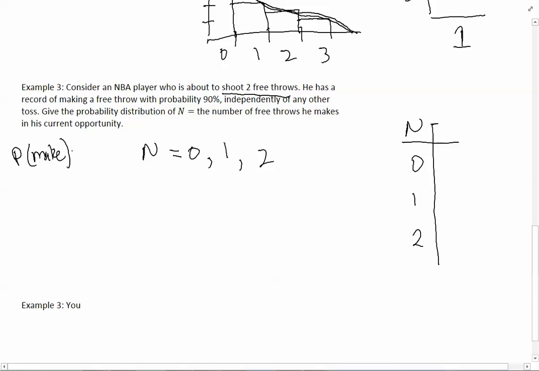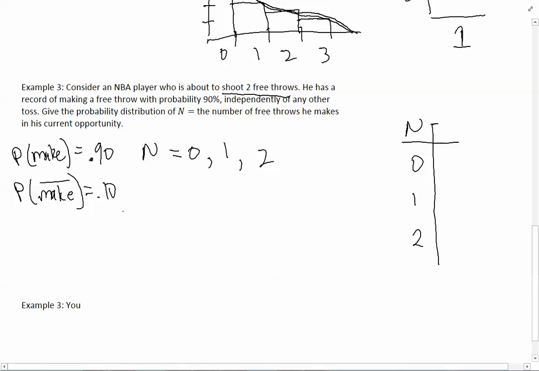And this is just one free throw, right? So we're talking about shooting 2 of them here. So the probability that you don't make, and I'll just say make with the bar over it, would be then 10%, right? So if there's a 90% chance that you do something, there's a 10% chance that you don't.